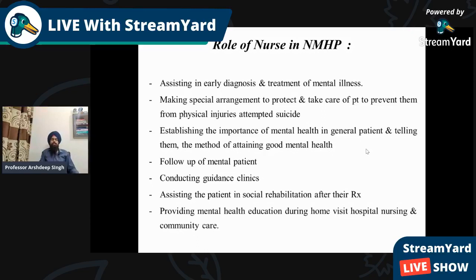Next, conducting guidance clinics. In these guidance clinics, the nurse performs the activities of a guide or counselor, so that some of the problems of the mentally unhealthy person can be treated. Next, assisting the patient in social rehabilitation after their treatment. Many persons are treated at the tertiary level of prevention, that includes social rehabilitation. So the nurse also has a role.